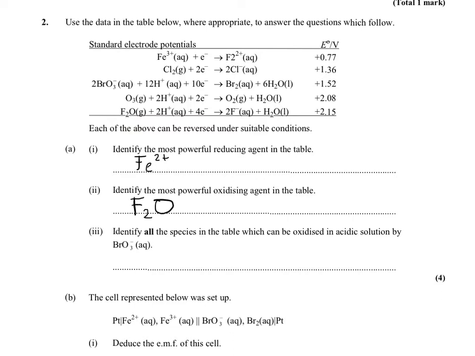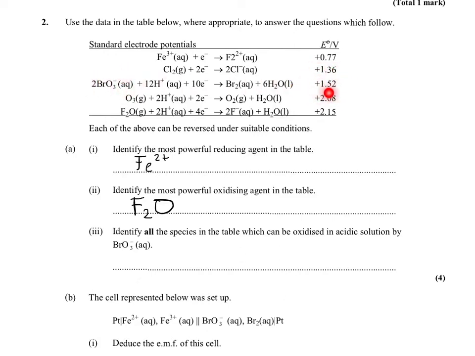Then it says identify all the species in the table which can be oxidized in acidic solution by BrO3-. So species just means substances or reagents or things basically. So it's just which ones of these can be oxidized. And if they're being oxidized, that means they're going to be losing electrons. They're going to have to be more positive than the BrO3- electrode. So here's the BrO3- electrode. That's got an electrode potential of plus 1.52.